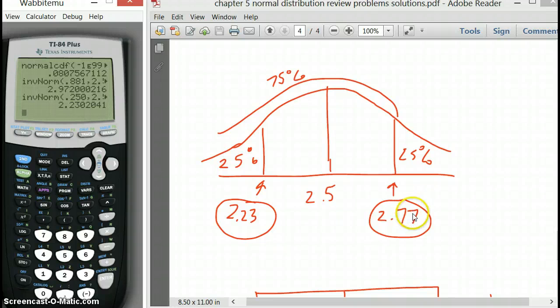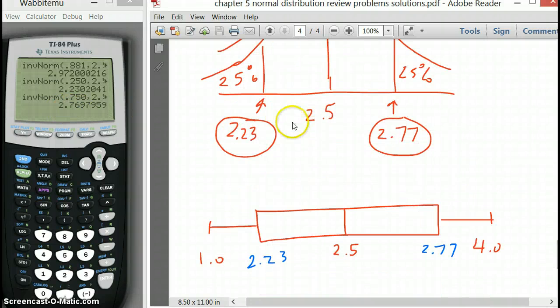What would this number be? Okay, well, what we do here is we know that this part is 75%, this part is 25%. Now remember, the calculator is always expecting you to give it the area to the left of this line. So the left of this line would be 0.75, not 0.25. So we're going to go back to here. And we're going to use the exact same inverse normal, but instead of putting 0.25, we're going to put 0.75. The rest is the same. So the upper limit is going to be 2.7697. So if we round that to 3 significant figures, it's 2.77.